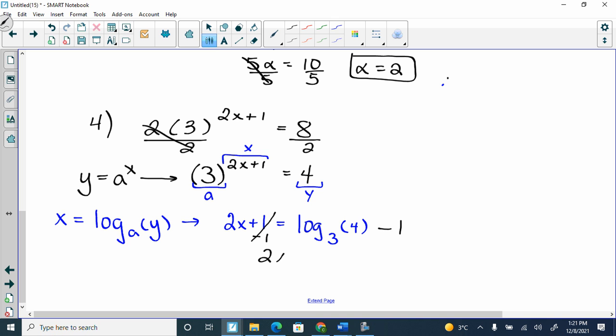And then I have 2x equals log base 3 of 4 minus 1. And then I'm going to divide by 2. X equals, I think it's 0.13. Yeah.